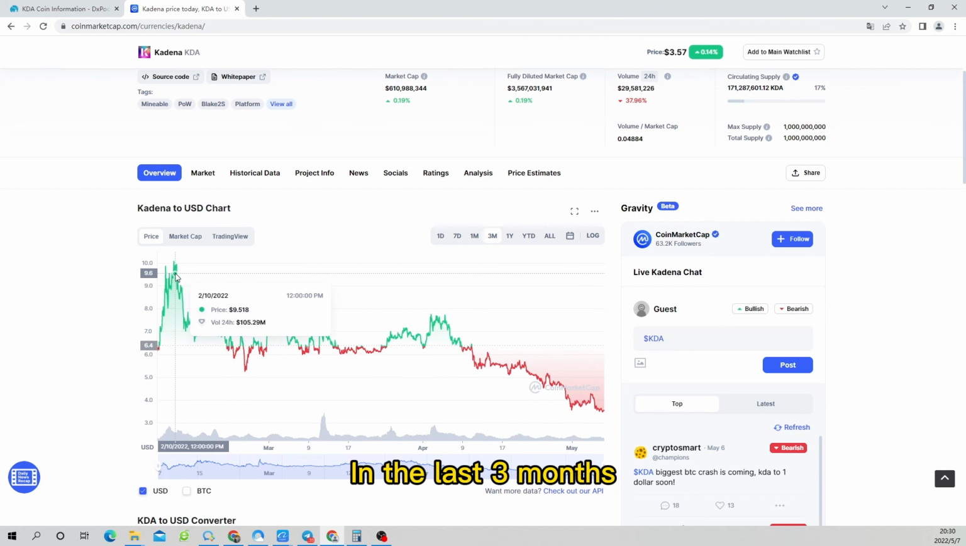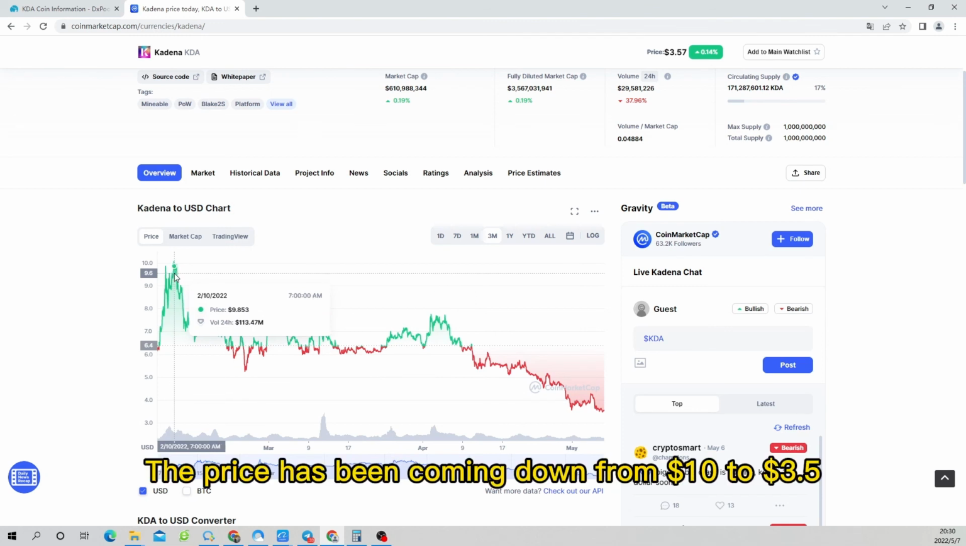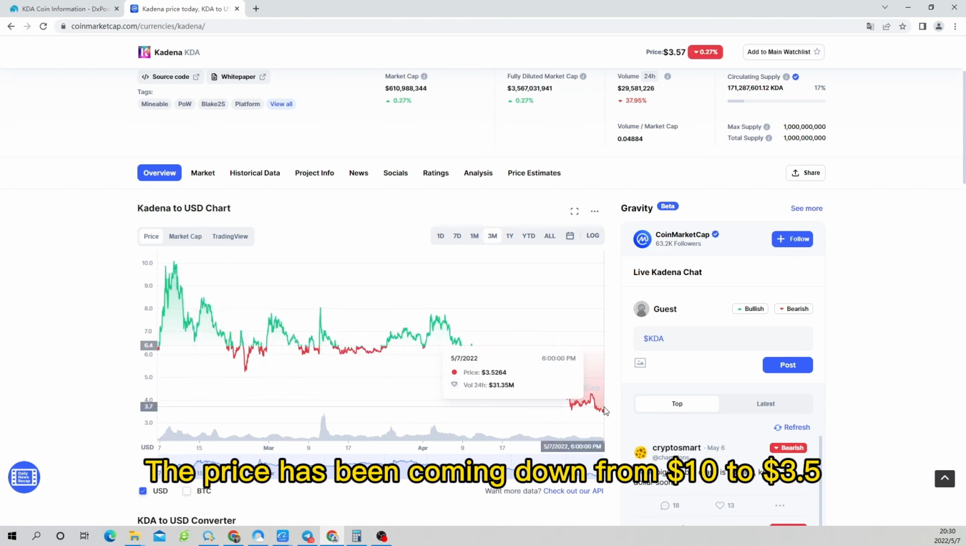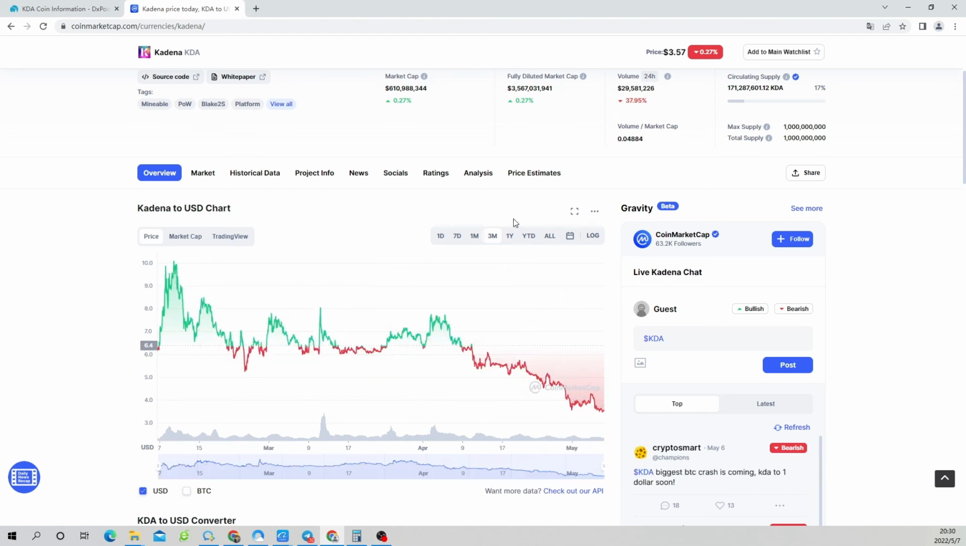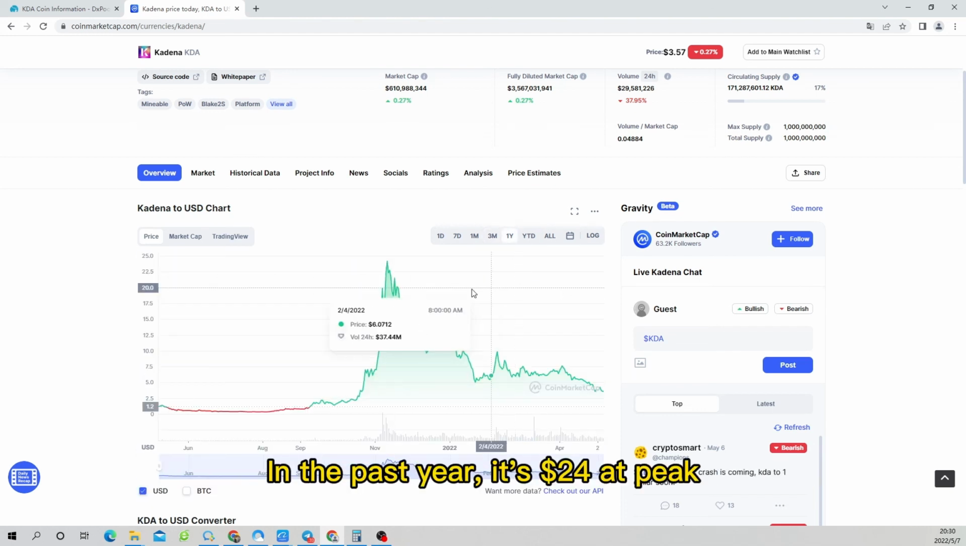In the last three months, the price came down from around $10 to $3.5. And in the past year, it peaked at $24.